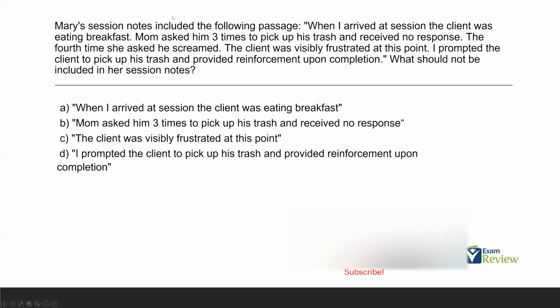So let's look at the session note. When I arrived at session, the client was eating breakfast. Okay, good enough. Mom asked him 3 times to pick up his trash and received no response. Good way to describe behavior. We're not describing any mentalisms. This is exactly what happened. Pick up trash, no response. The 4th time she asked, he screamed. Perfect. Now we know what his response was. The client was visibly frustrated at this point.